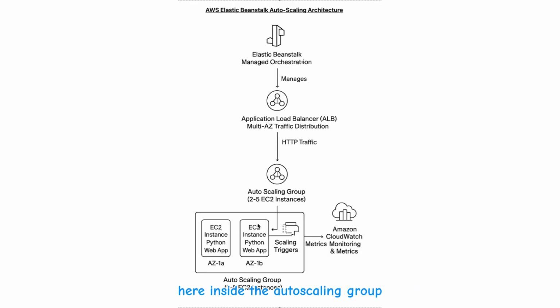Inside the autoscaling group, our EC2 instances run the actual Python application. They are distributed across multiple availability zones. If one zone fails, instances in the other zone keep serving traffic automatically.